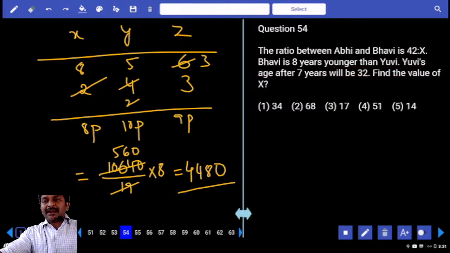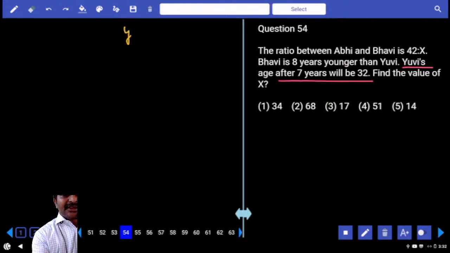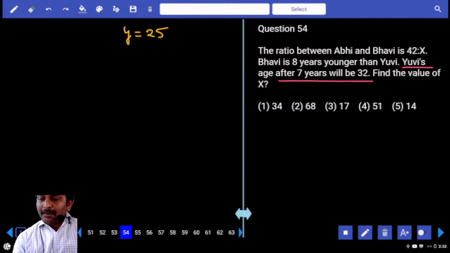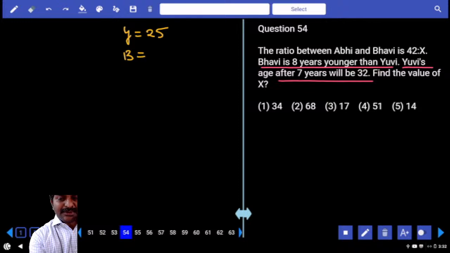The ratio between Abhi and Bhavi is 42:X. If Bhavi is 8 years younger than UV, UV's age after 7 years will be 32. Find the value of X. UV's age after 7 years will be 32. Then present age of UV is equal to 7 years less than 32. That must be equal to 25. Bhavi is 8 years younger than UV. Then Bhavi's age must be 8 less than 25, which is equal to 17.